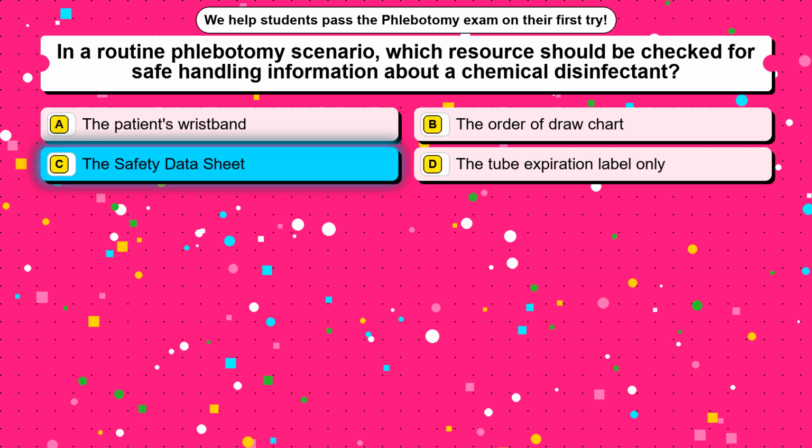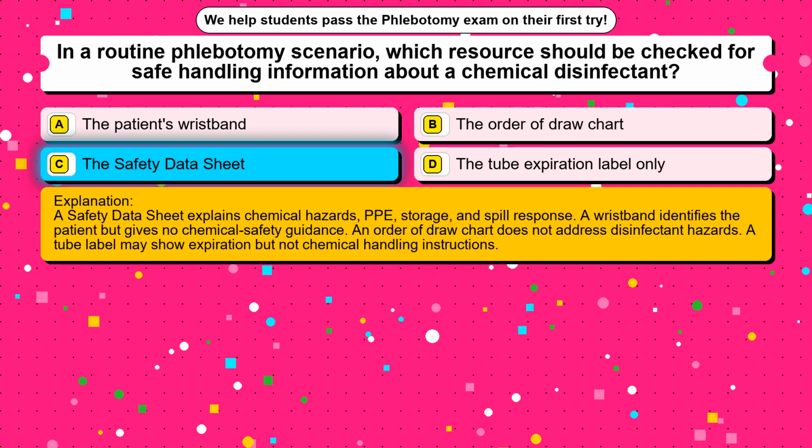The correct answer is option C. The safety data sheet. A safety data sheet explains chemical hazards, PPE, storage, and spill response. A wristband identifies the patient but gives no chemical safety guidance. An order of draw chart does not address disinfectant hazards. A tube label may show expiration but not chemical handling instructions.